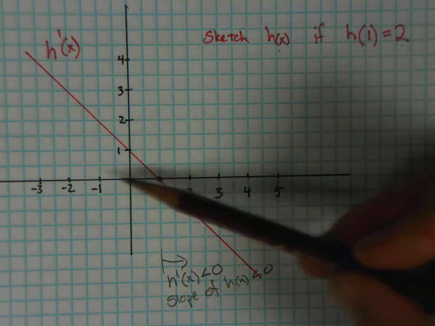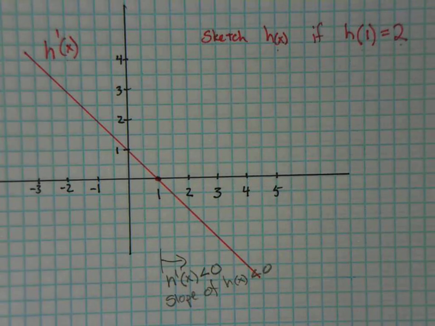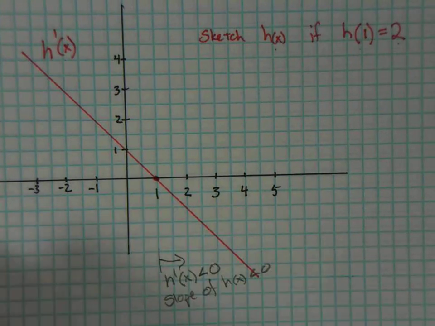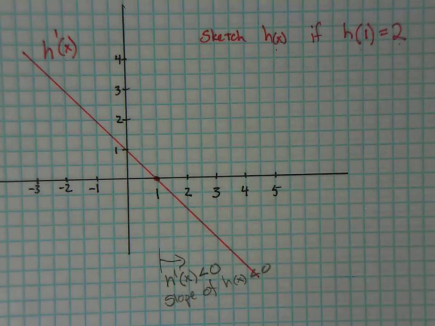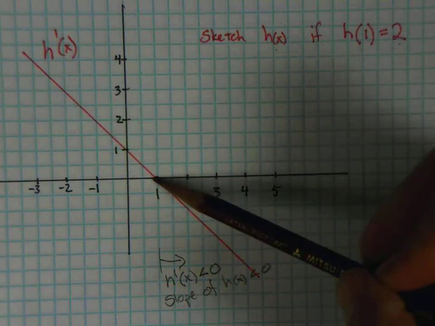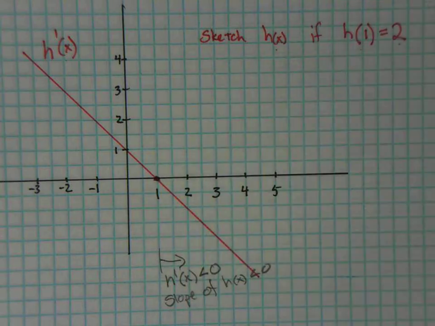So to the left of 1, this graph, h prime, is above the x-axis, which means h prime is positive. So h is going to have a positive slope to the left of x equals 1. What about at x equals 1? What's the slope of h at x equals 1? Well, this is a graph of the slope of h. At 1, h has a slope of 0. This y value here is 0.